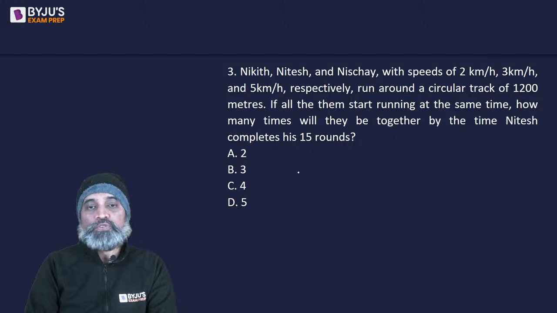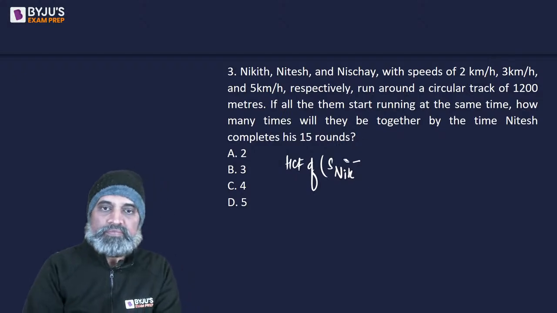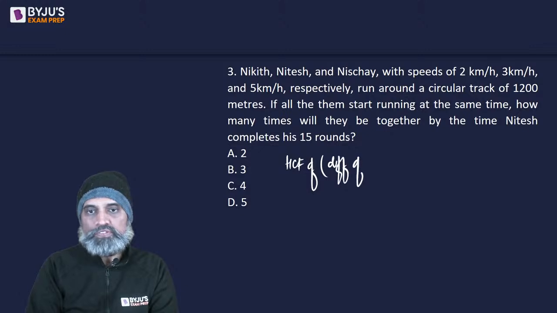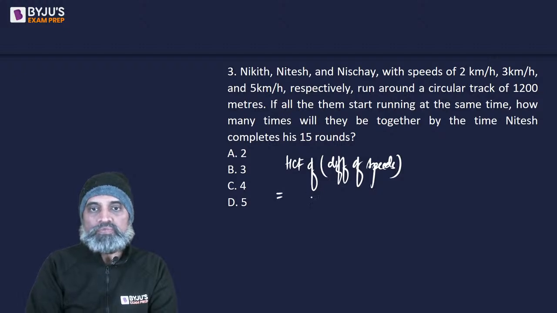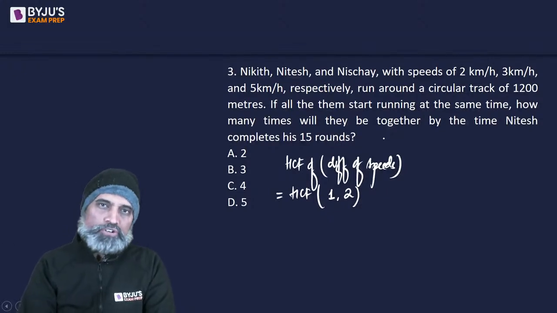So in this case, what we do is we take the HCF of the difference of speeds, that is the speed of Nikit minus... let me take the difference of speeds. Okay, so this is going to be the HCF of the difference of 2 and 3, that is 1, and the difference of 3 and 5, that is 2. Right? You can take the difference of 5 and 2 also, it's not going to change your answer.